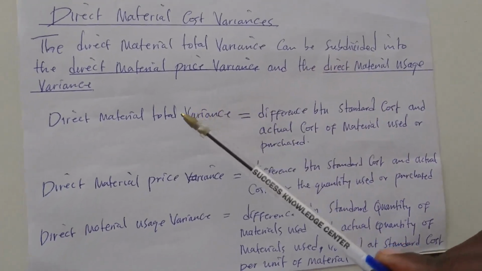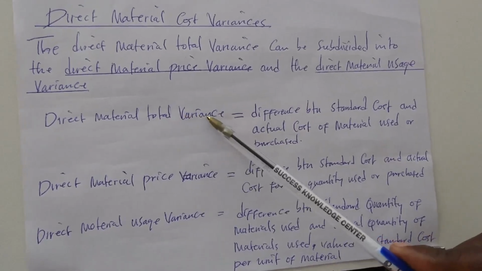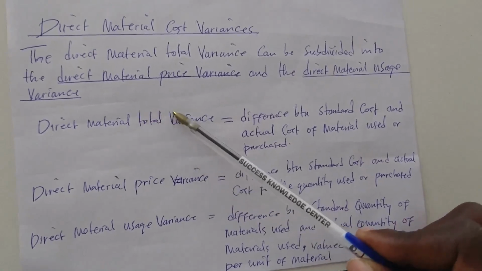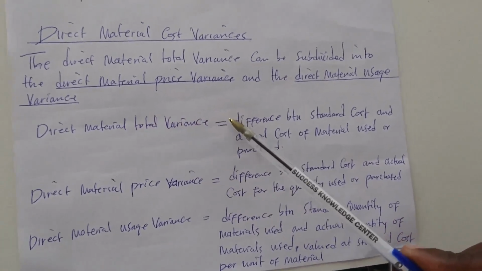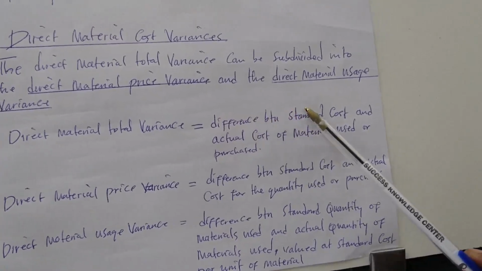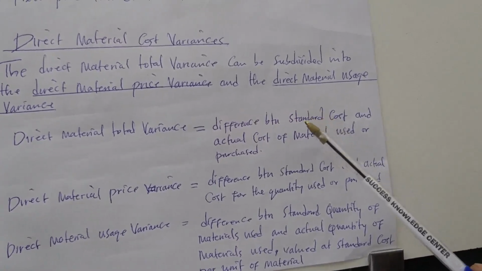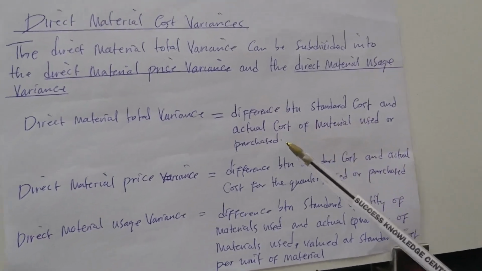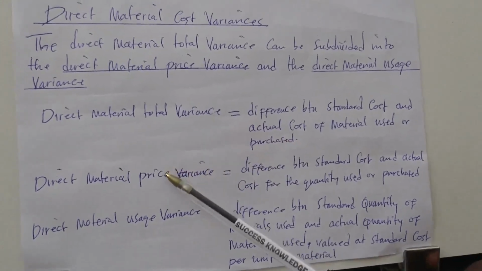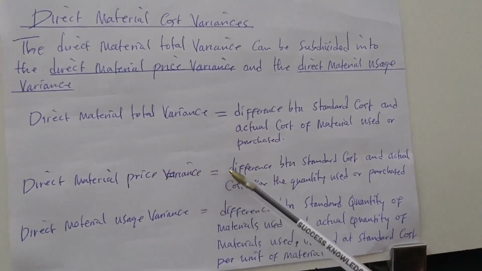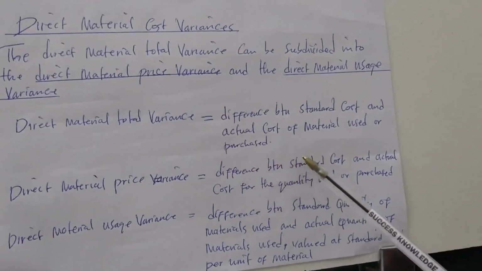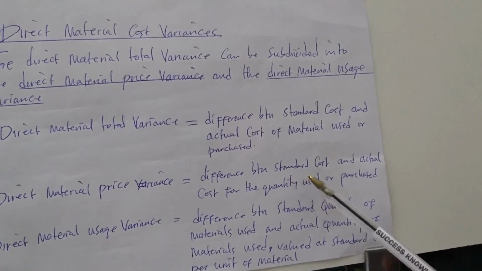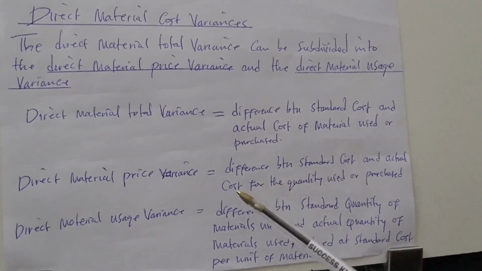So down here we are saying direct material total variance. The total variance will be equal to the difference between standard cost and the actual cost of material used or purchased. Direct material price variance equals the difference between standard cost and actual cost for the quantity used or purchased.